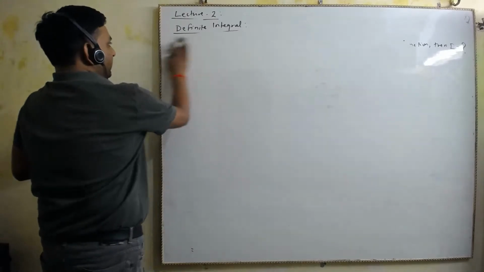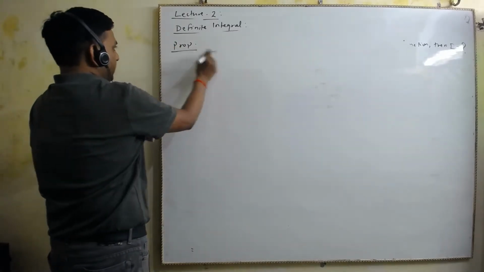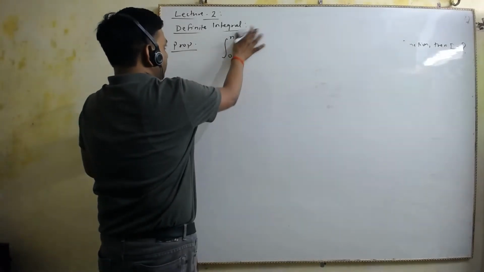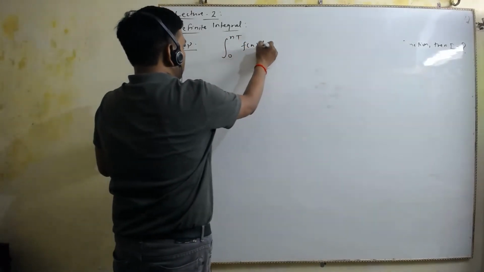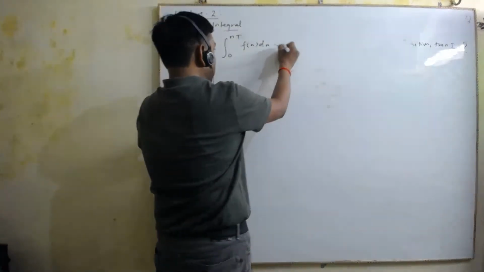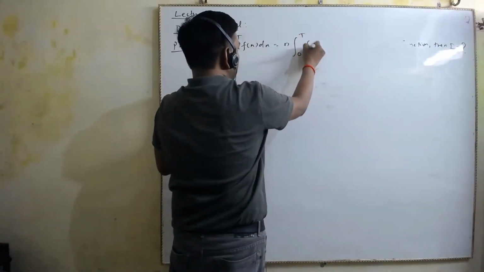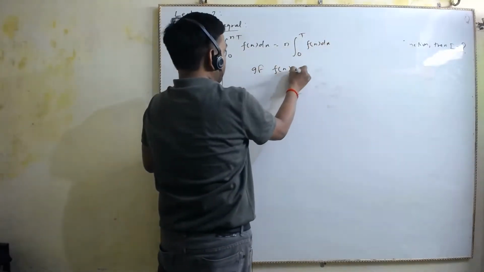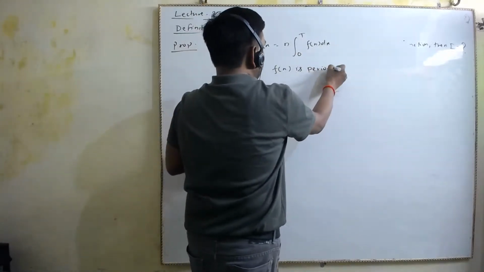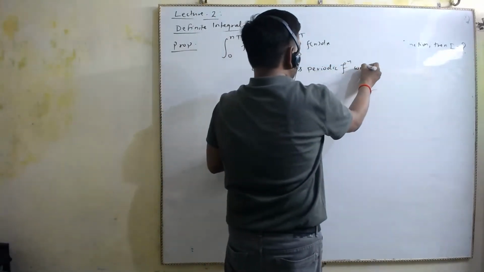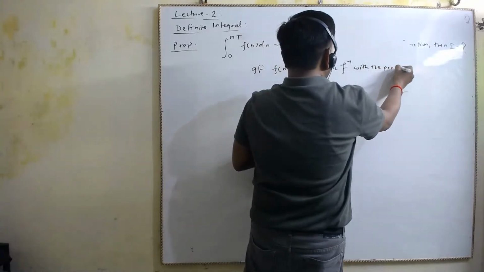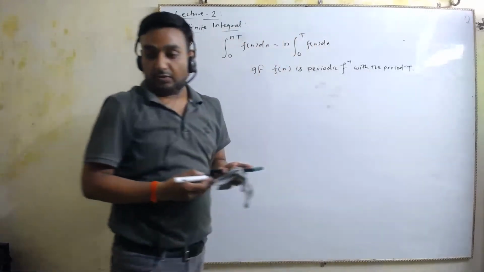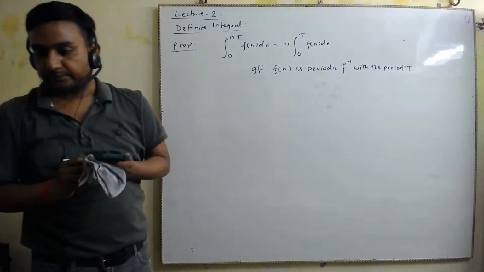One more property we can have here of the definite integral, that is the integral from 0 to nT of f of x dx equals n times the integral from 0 to T of f of x dx, if f of x is a periodic function with the period T. Okay, Shivu? Chale.